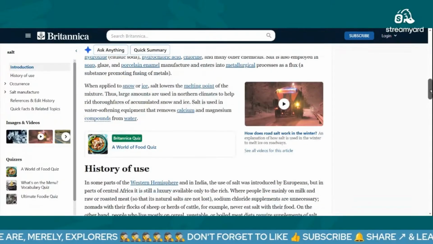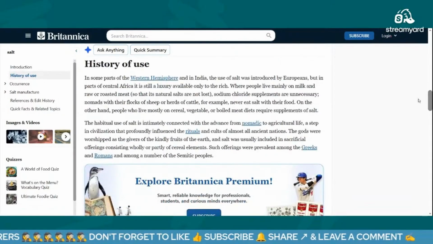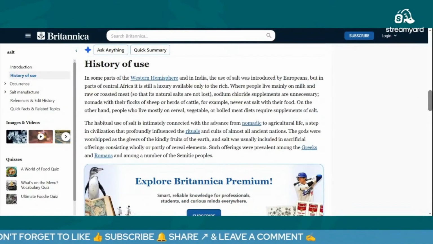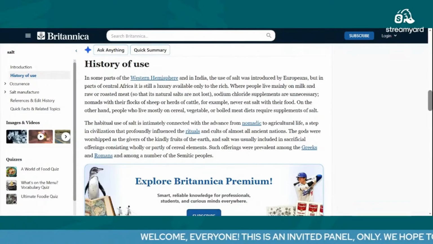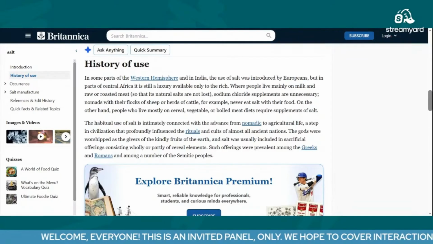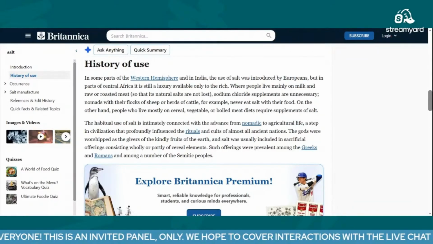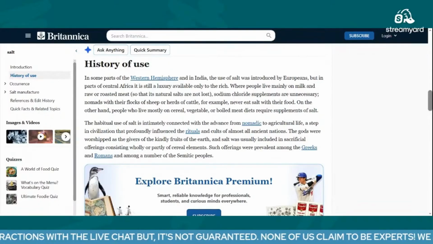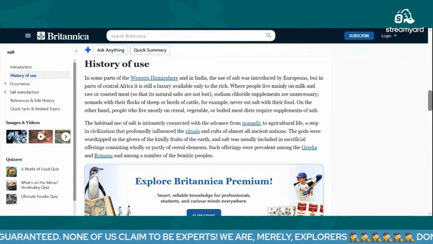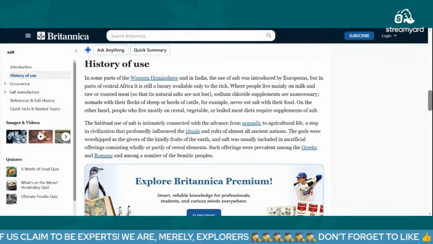History of use. In some parts of the Western Hemisphere and in India, the use of salt was introduced by Europeans, but in parts of Central Africa, it is still a luxury available only to the rich. Where people live mainly on milk and raw or roasted meat, so that its natural salts are not lost, sodium chloride supplements are unnecessary. Nomads with their flocks of sheep or herds of cattle, for example, never eat salt with their food. On the other hand, people who live mostly on cereal, vegetable, or boiled meat diets require supplements of salt.